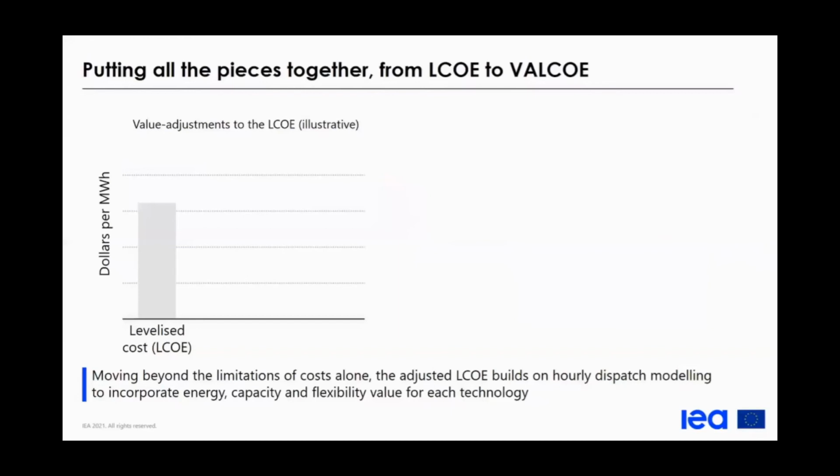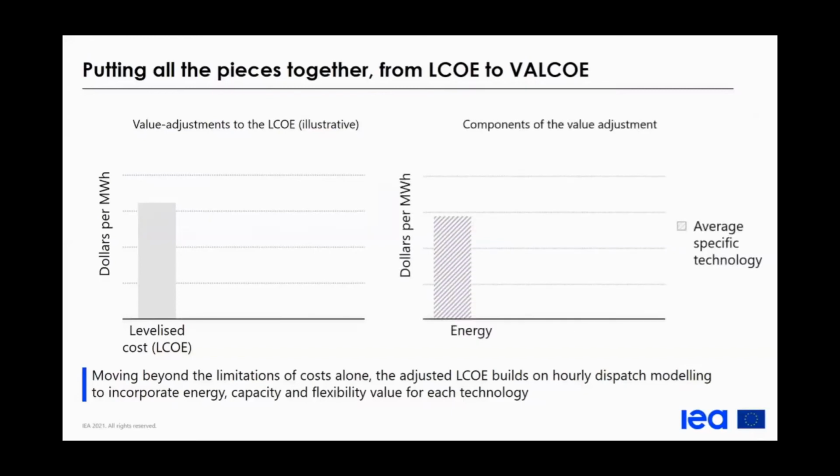Now, how do we put all the pieces together? For a particular technology, we start with the LCOE. Then we would simulate in a given year the energy value for this technology. We do that for all technologies, so we are able to compare to the average energy value of the system. So here, for this very illustrative example, we can see that the technology has a higher value than the average of the system. So it means that it is more competitive.